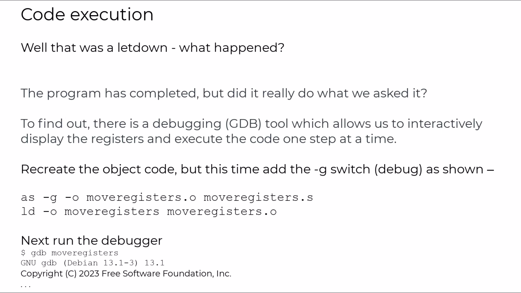So the way we need to enable this is we recreate the object code, but this time we add the -g switch, which generates debug information. So the assemble command is as -g -o moveregisters.o moveregisters.s. The same as before, except we've added the -g, and then we can use the link editor again. We run the debugger by entering gdb with the name of the executable, which here is moveregisters, and then this will invoke the GDB program.